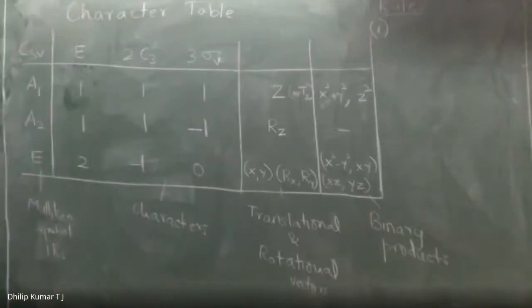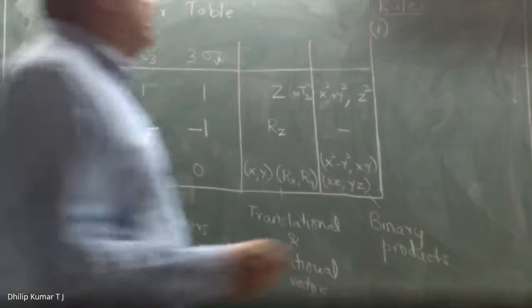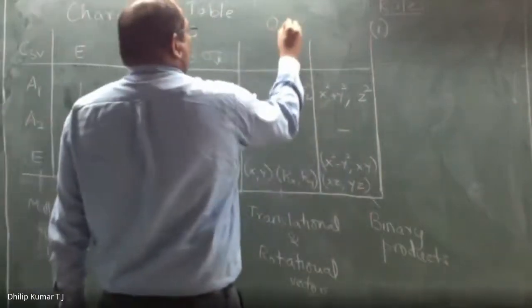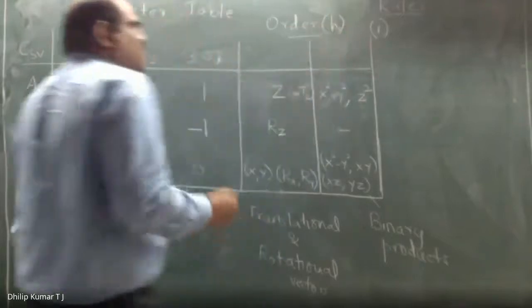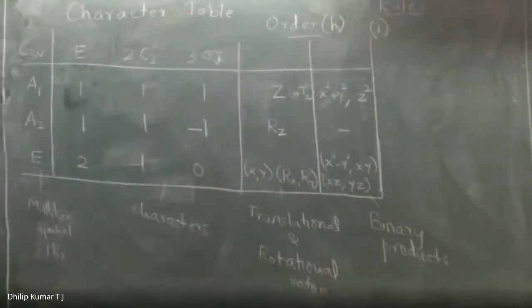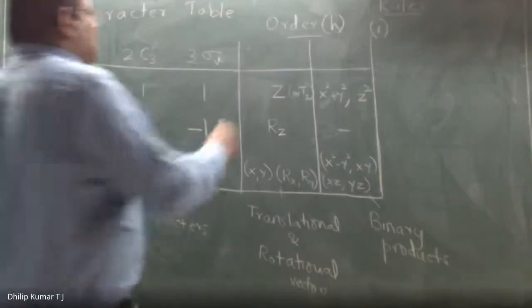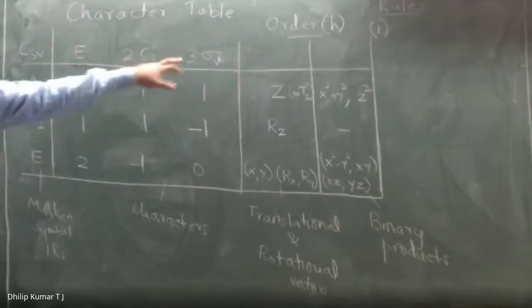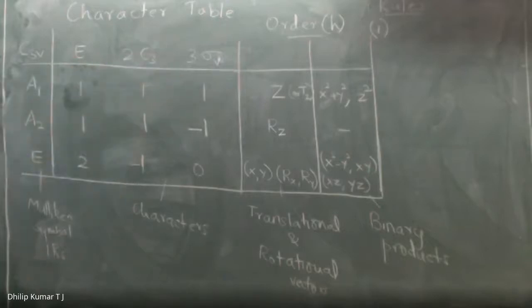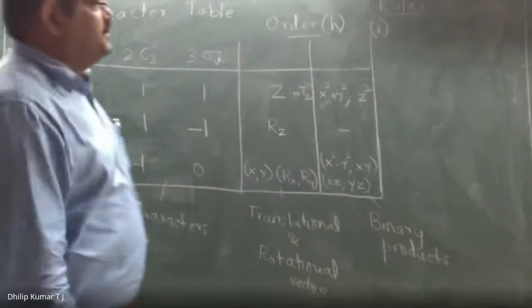The number of elements present in your point group is called the order. So I define a word called order, and its symbol is h. The number of elements present in the point group is called the order. So in C3v, the order is 6, since this is 1 plus 2 plus 3. For C2v, the order of the point group is 4.